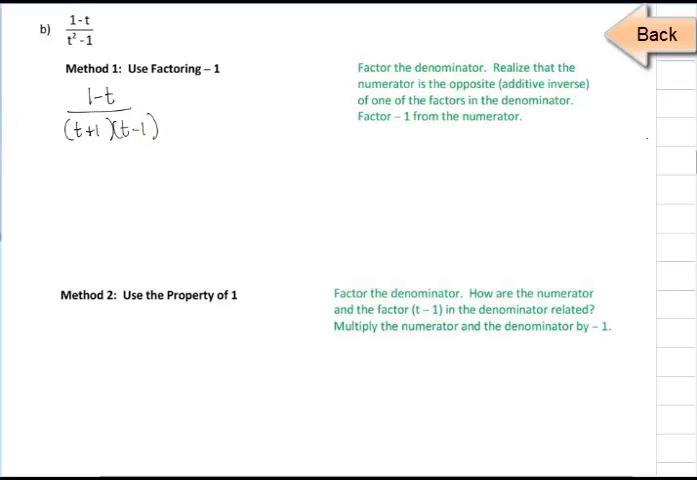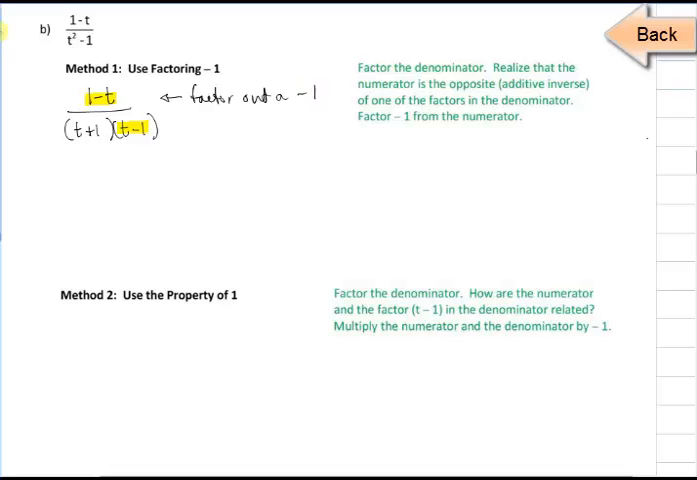Now, if you take a look at your numerator and this factor in your denominator, you will notice that they are almost the same. They're just different by the signs on the terms. So in the numerator, your 1 is positive, but in the denominator, your 1 is negative. In the numerator, your t is negative, but in the denominator, your t is positive. So what we want to do is factor out a negative 1 from your numerator.